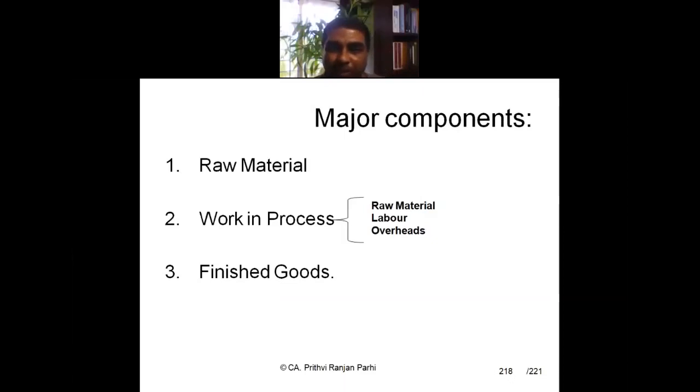Now, coming to inventory, there are three major components. As you say, inventory consists of raw material, work in progress, and finished goods. And we have also learned in a previous chapter and various questions that work in progress contains some element of raw material and some element of labor and overheads also. Work in progress is an inventory, but that inventory includes raw material, labor, and overhead components also. You know this, is it not? So these are the three major components.